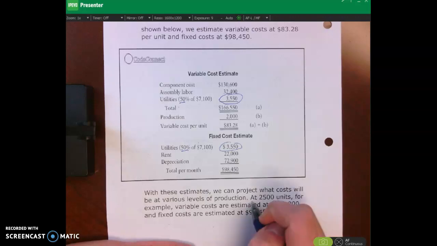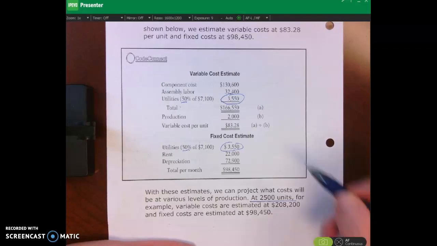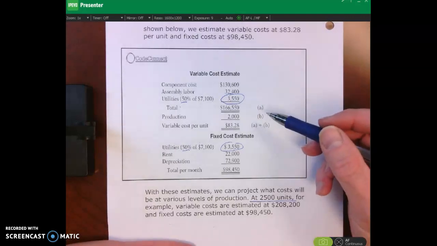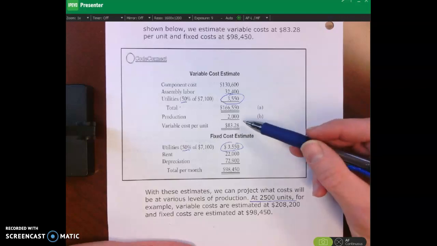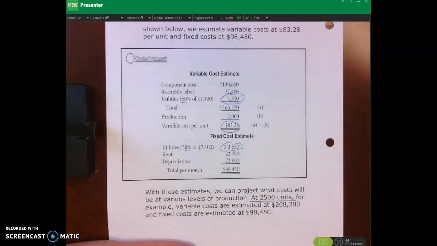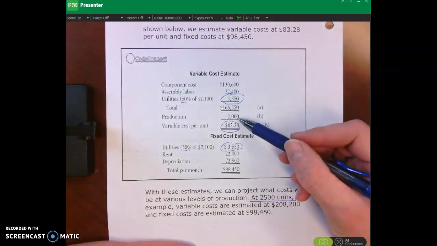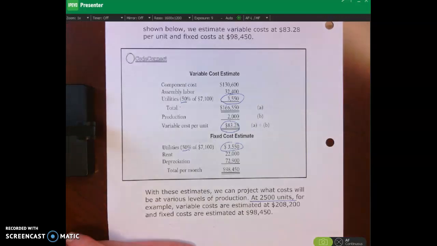And so maybe we want to say, all right, this is our cost breakdown at 2,000 units. What would be our total cost at 2,500 units? Okay, so what we can do is use what we understand about variable cost per unit and total fixed costs. Now, one of the things I want you to think about is this variable cost per unit. How did we get that? We added up all of our variable costs and divided by 2,000 units and we got $83.28.